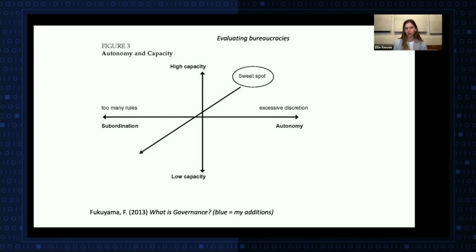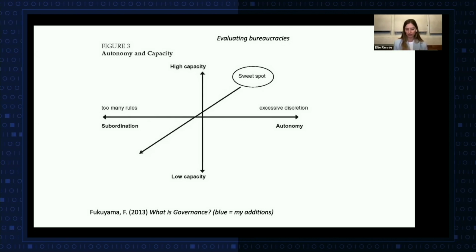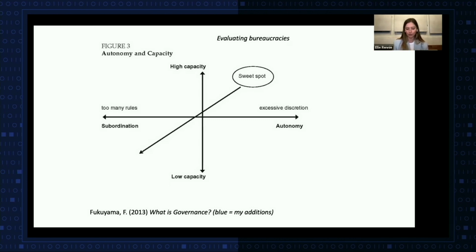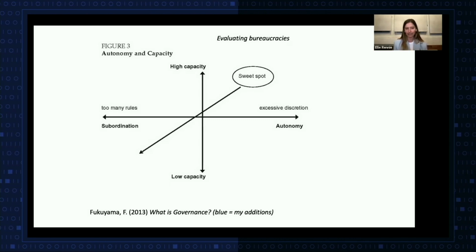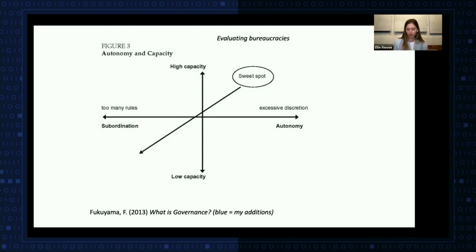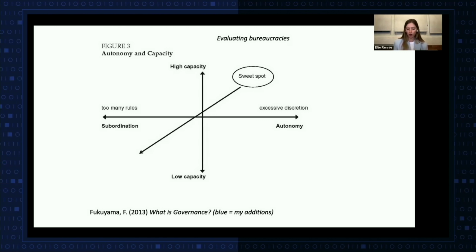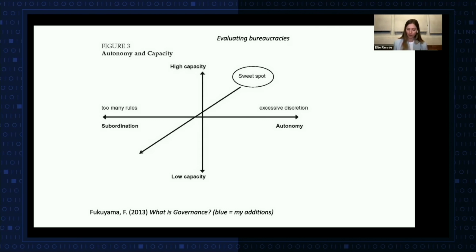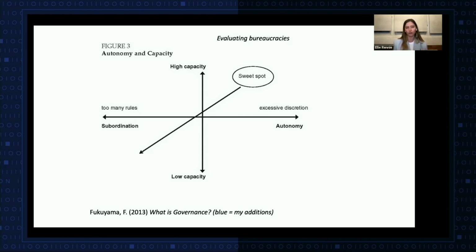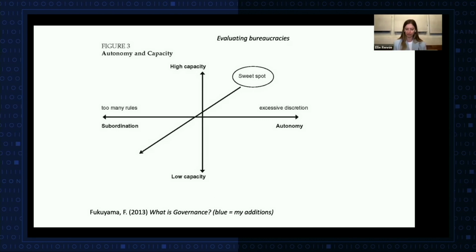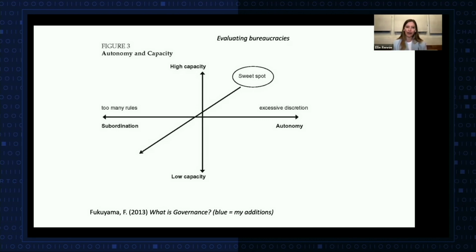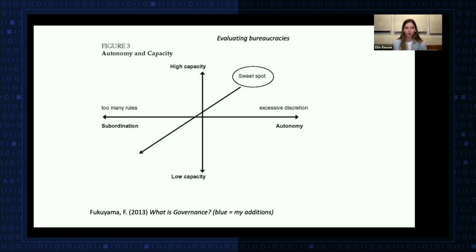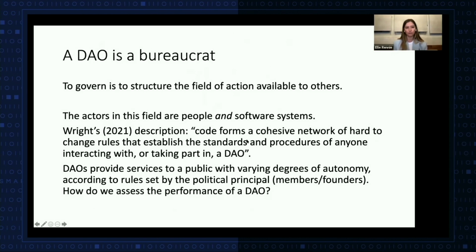So in capacity, he's talking about the merit of that bureaucracy, for instance, its ability to extract taxes successfully. And on the negative side, it could be the corruption of the bureaucracy as well. And autonomy is the degree of scope to implement programs without direction from the political principal, whoever that may be. And I think this is a useful definition, really, when it comes to blockchain.